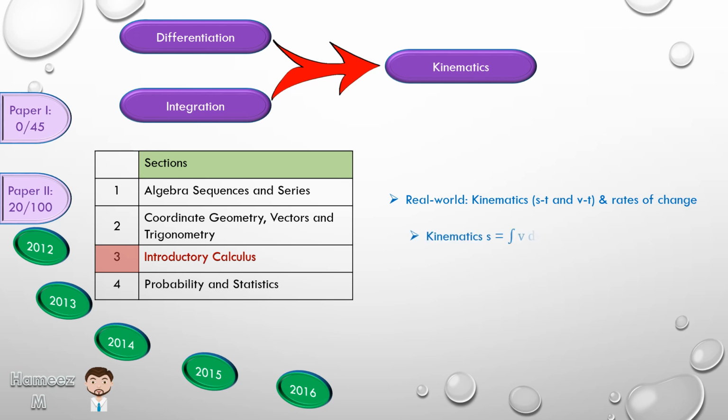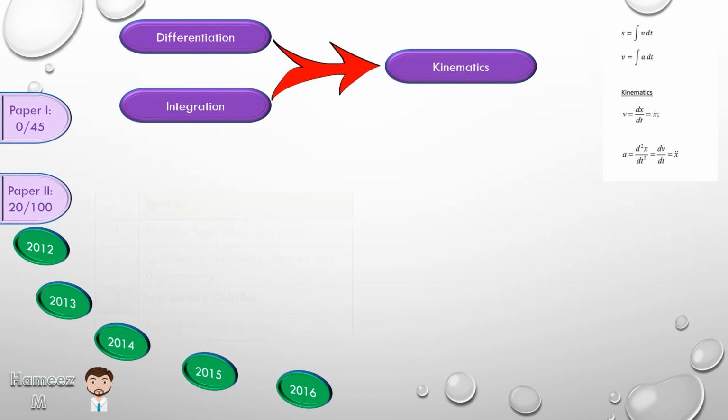And kinematics reminds us that S is equal to the integral of V dt and V is equal to the integral of A dt. If we look at the formula sheet, it states that S is equal to the integral of V, velocity, with respect to t, and velocity is equal to the integral of acceleration with respect to t, or vice versa. V is equal to dx/dt, x or S is interchangeable for displacement, which is equal to x dot, and A is equal to d2x/dt squared, which is equal to dv/dt, and can also be written as x double dot.